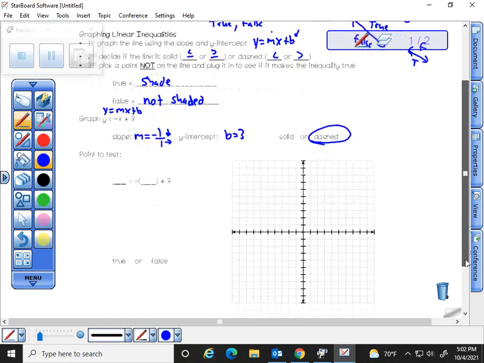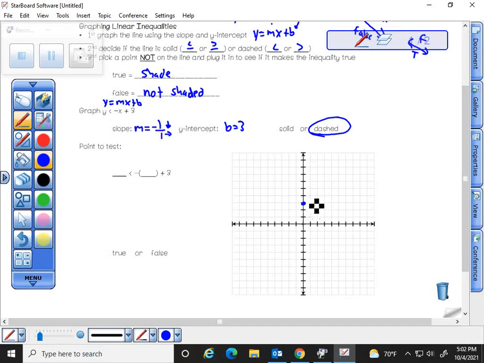So let's graph that one starting at 3. My slope is down 1, right 1, down 1, right 1, down 1, right 1, like so. And it's a dash line, so let's connect it with a dash line. Arrows at the end of your extension.